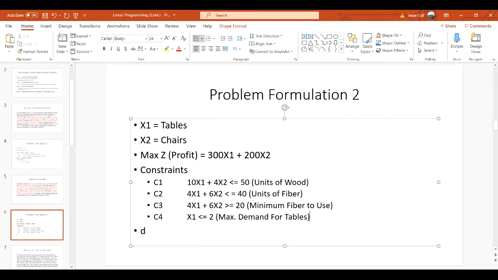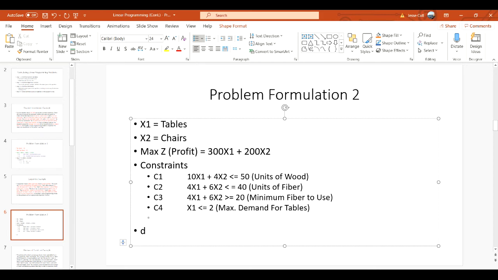If x1 is equal to 3, that is not a valid equation because we only have 2 demanded. That's what we're seeing here. Okay, x1 is less than or equal to 2, which is the maximum demand for tables. We have one more constraint, again, more complex than the last problem. So let's go back.